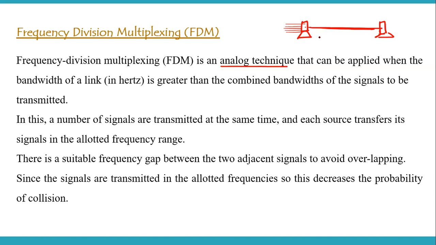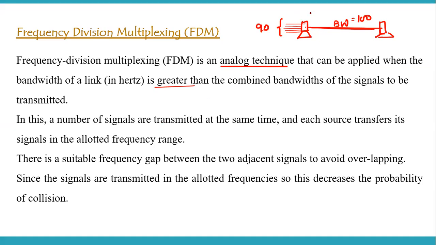So what they're saying, that bandwidth of this link is greater than the combined bandwidth of the signals to be transmitted. So suppose if this bandwidth is 100, and when I combine the bandwidth of these signals, it comes out to be 90. So this is what they're saying, that bandwidth of link in hertz is greater than the combined bandwidth of signals to be transmitted. Okay, and I hope you know कि frequency जो है वो hertz में ही हम calculate करते हैं, right? So now in this, a number of signals are transmitted at the same time, and each source transfers its signals in the allotted frequency range.